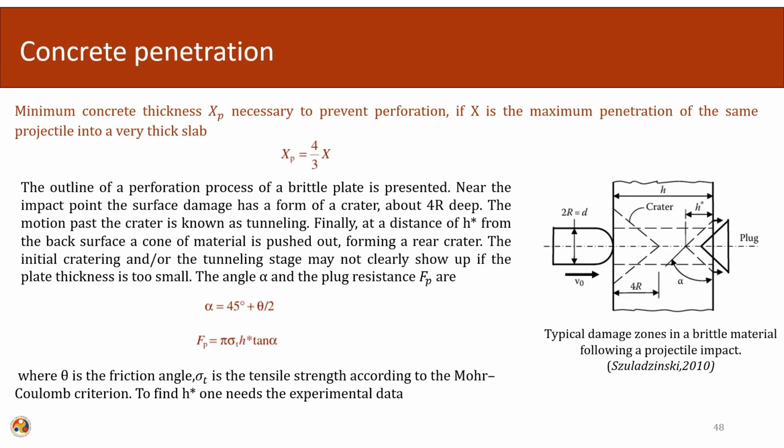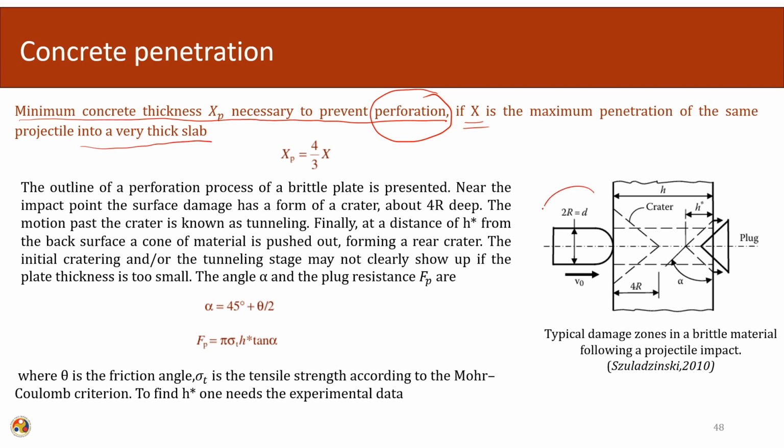Moving ahead in this topic, now we are looking into the design aspect. We are looking into the minimum concrete thickness necessary to prevent perforation. This is the term XP. XP is defined as the minimum amount of concrete thickness necessary to prevent perforation. Perforation means the total penetration of the projectile through the target. X is the maximum penetration of the same projectile into a very thick slab.